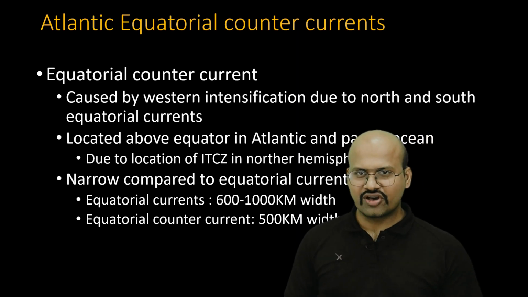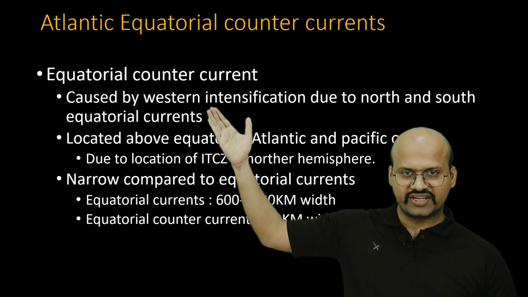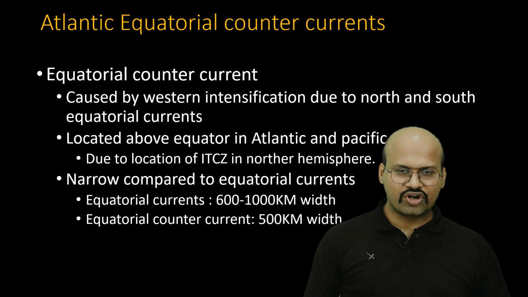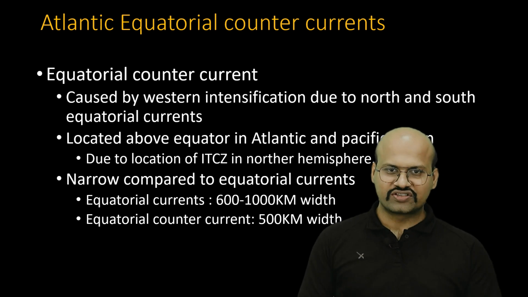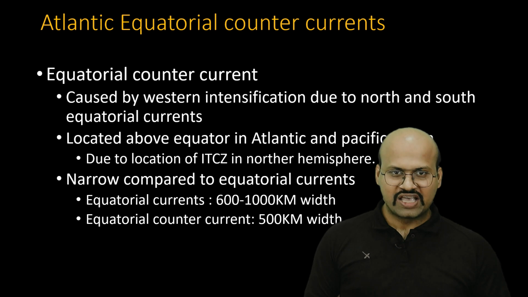So here is the summary of the Atlantic equatorial counter current. It is caused by western intensification due to the north and south equatorial currents. Because the north and south equatorial currents drag the water towards the western side of the ocean, or the eastern margin of the continent, we see accumulation of water over there, and this is called western intensification.